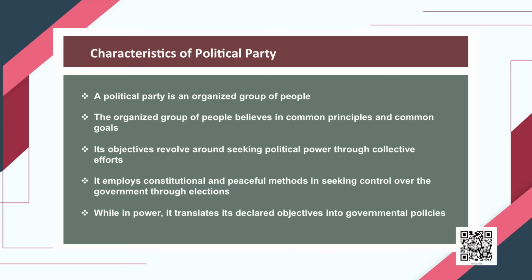From the above-mentioned definitions of political parties, the following can be identified as their main characteristics. First, a political party is an organized group of people. Second, the organized group of people believes in common principles and common goals. Third, its objectives revolve around seeking political power through collective efforts. Fourth, it employs constitutional and peaceful methods in seeking control over the government through elections. And last, while in power, it translates its declared objectives into governmental policies.